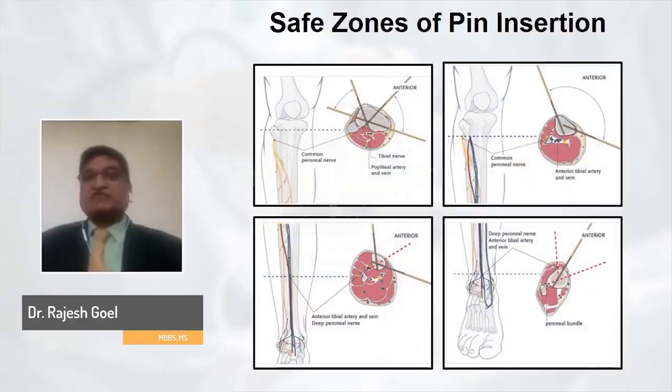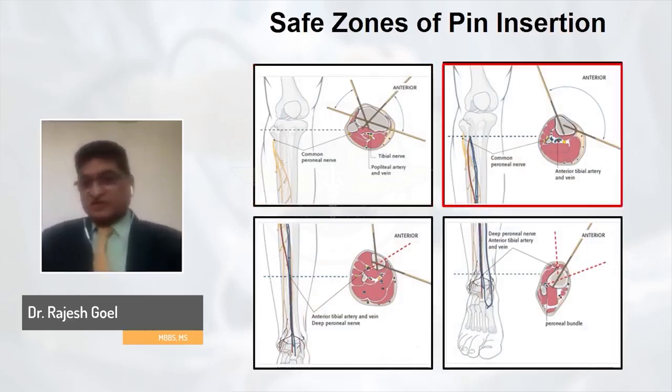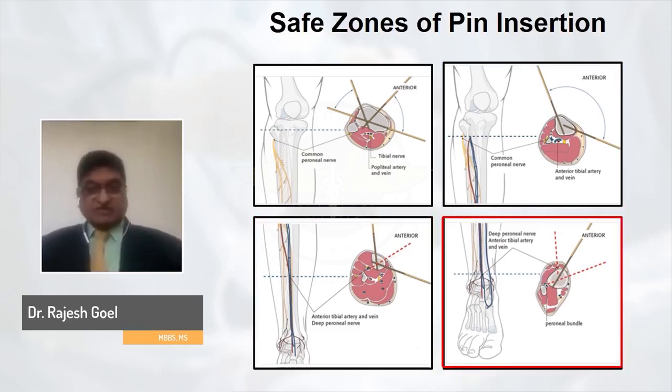So these are the safe zones of pin insertion. If it is above the tibial tuberosity, then these are the three areas where you can pass the pin. If it is below the tibial tuberosity, then you can pass these two areas. If it is in the middle of the leg, these are the two areas where you can pass the pin. And if it is at the ankle level, these are the two areas where you can pass the pin.